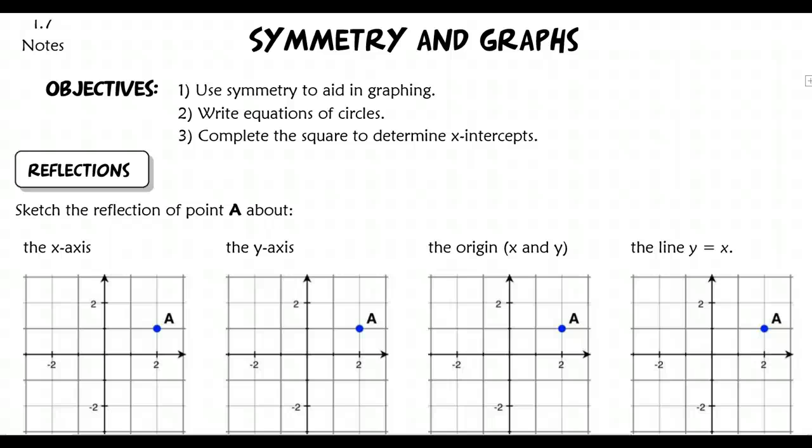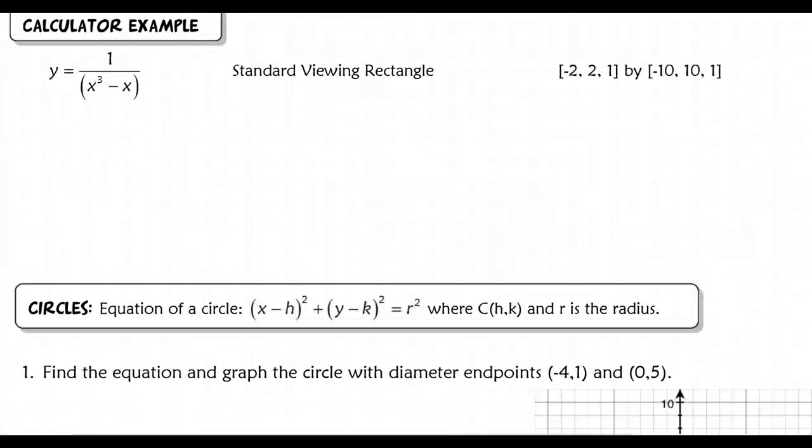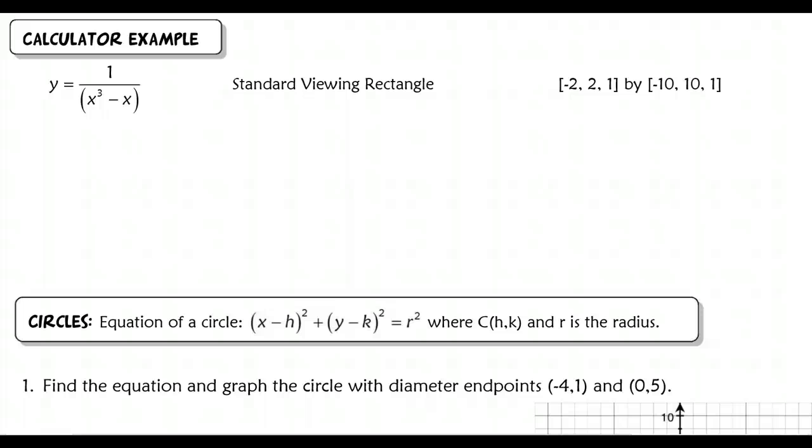This is part 2 of section 1.7, Symmetry and Graphs. We're actually on this page of our notes. So we're going to come back to this notes page and finish off the rest of these examples. First, I'm going to show you just a brief review of what we already talked about in part 1 with reflections and symmetry.